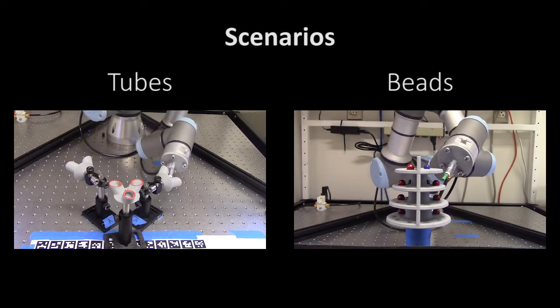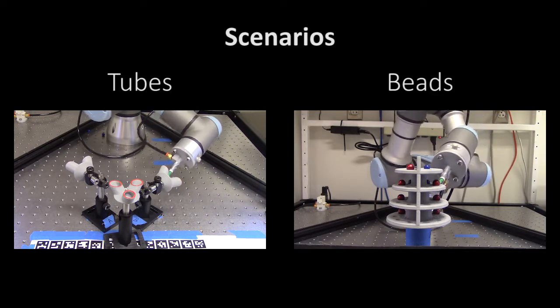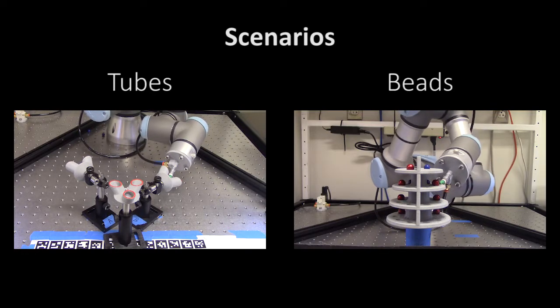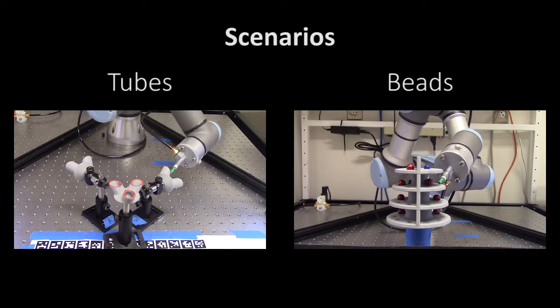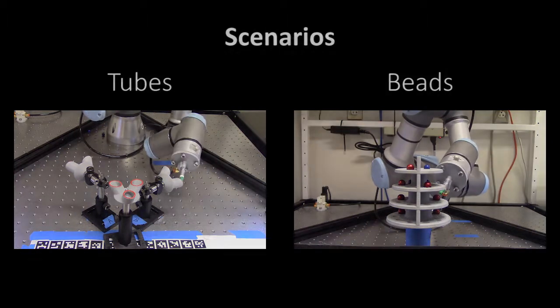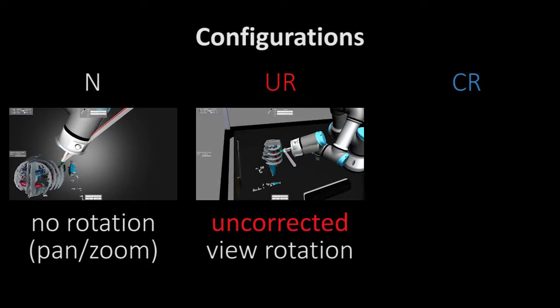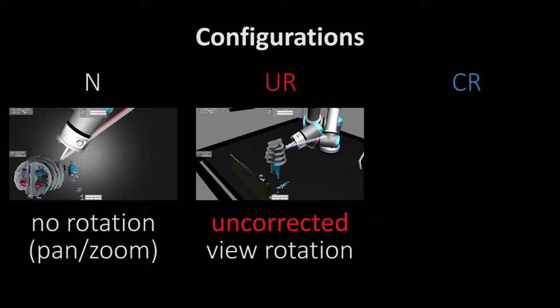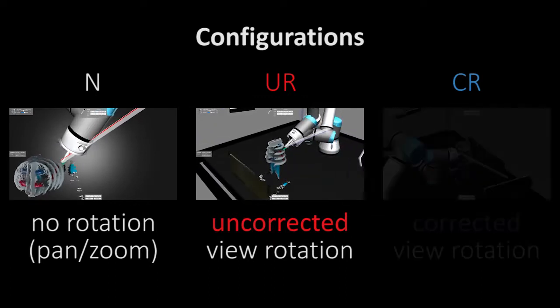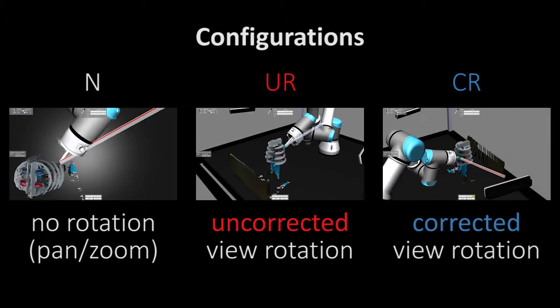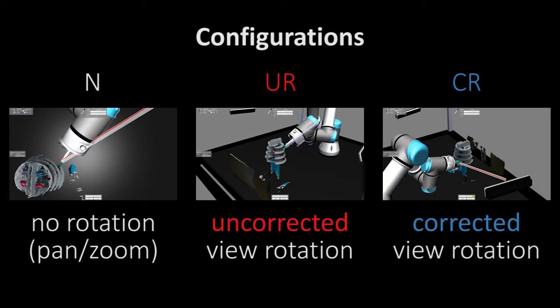During each scenario, we recorded the elapsed time from the scenario start at which the operator achieved each objective. We enforced a 10-minute time limit for each scenario. Subjects completed scenarios in 3 different experimental configurations. Those in the N configuration were given an overhead initial view and were allowed to pan and zoom only. Those in the UR configuration were allowed to rotate their view, but their hand and tool motions were not automatically aligned.